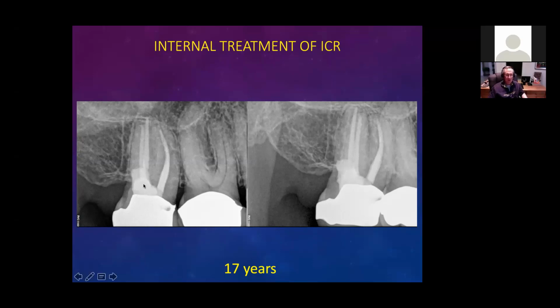When you make access, it's usually a bloody mess because these are usually very vascular. The invading tissue is bone and vascularity. And when you get in there initially, you can't see anything because it's a bloody mess. So I'll just kind of clean things up blindly a little bit and put calcium hydroxide. That'll be the first appointment. And then when they come back, I'll locate the canals and instrument them. But you're doing everything pretty much blindly because of all the bleeding.